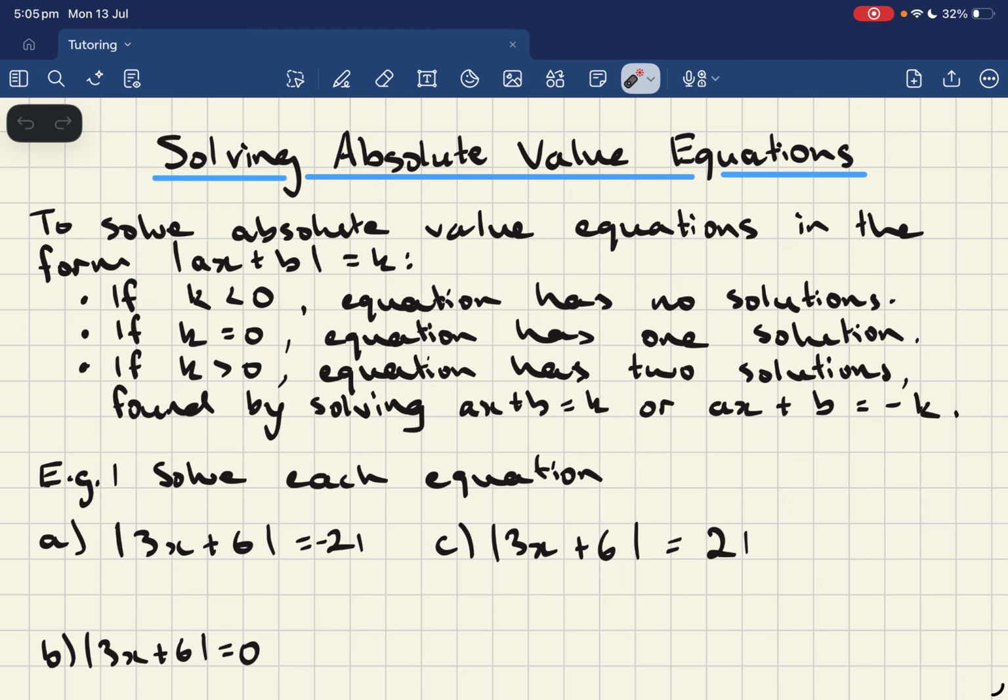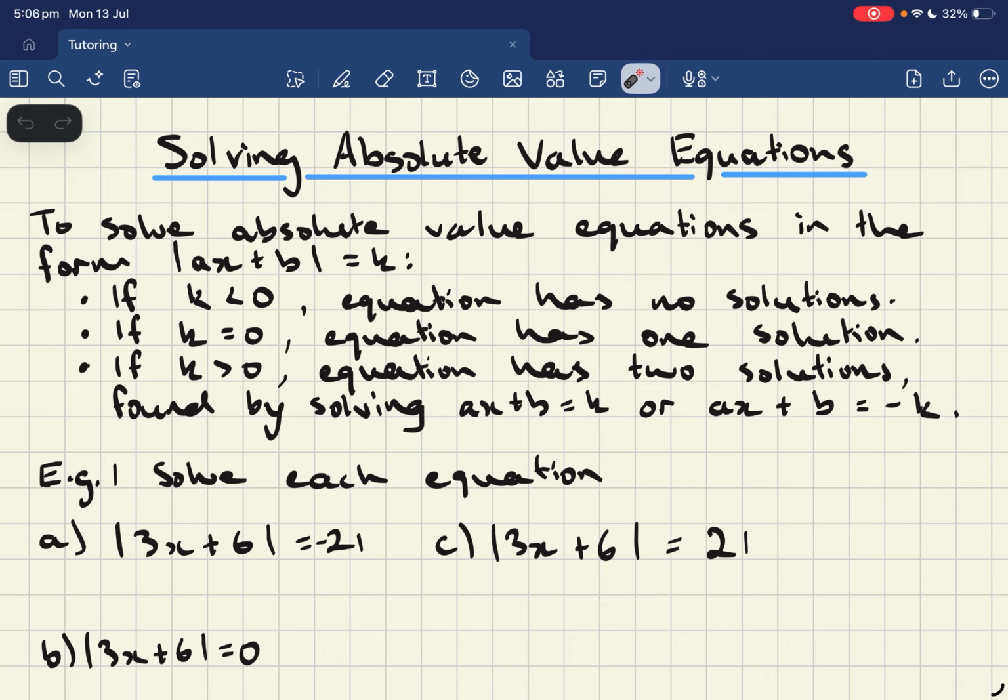an absolute value. Now, if our value k is less than 0, the equation is going to have no solutions. Now think back to our definitions of the absolute value. If we take the absolute value of something, our answer will always be positive. So there's going to be no solution to this where we're going to get an answer out where k is less than 0. Next one, if k equals 0, the equation is going to have one solution. We're going to look at how this works in a little bit.